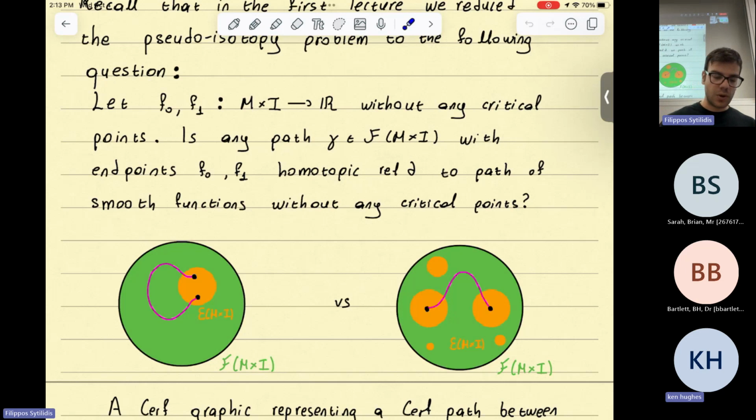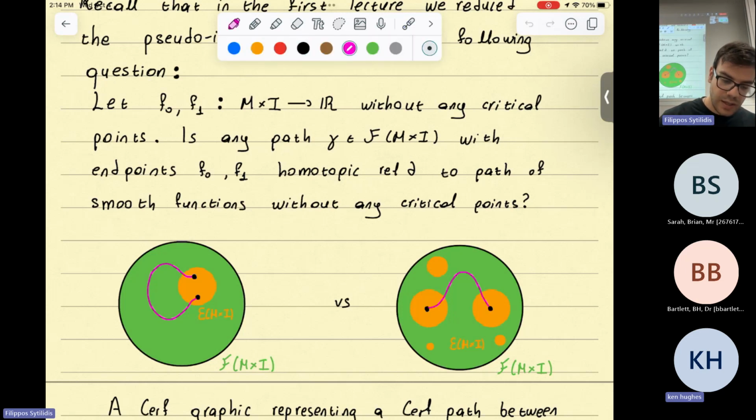That's the underlying question. So in a diagrammatic sketch, if this green thing is my space of all smooth real valued functions on M cross I, and if epsilon of M cross I is the subspace of those that have no critical points, the question is, am I in a situation like the one indicated on the left, where if you give me any path in F, I can homotope it to a path that lives entirely within the subspace of functions without critical points, or am I in a situation like the one indicated on the right where this is impossible? That's what we are trying to determine.